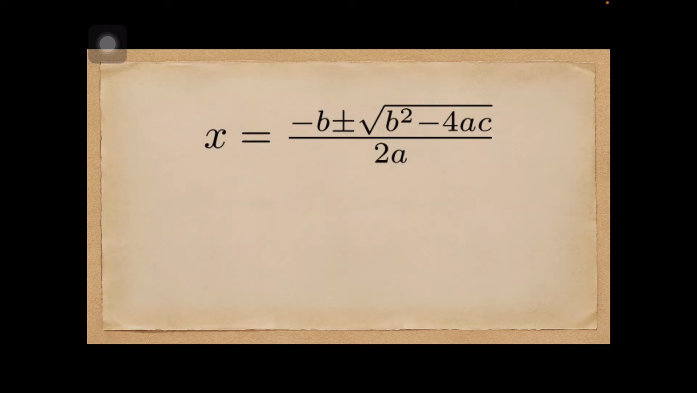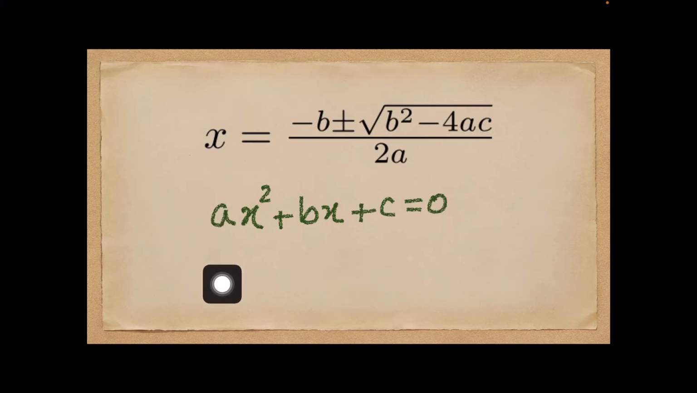To identify which one is the a, b, and c, we must arrange the equation in general form. a is the coefficient of x squared, b is the coefficient of x, and c is the constant.